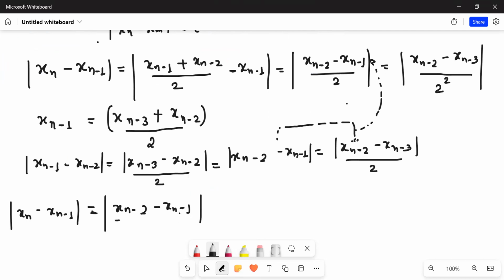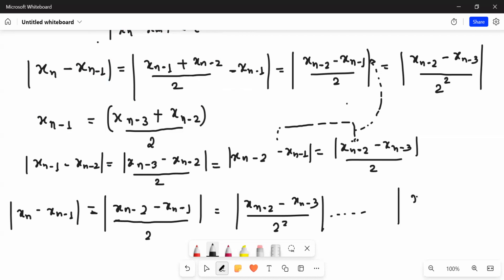Or even you could have done that also. It was fine. And in fact, that was better. Okay, so no issues. And the last term would be simply x2 minus x1. And what do you think 2 raised to what power would come? What is the power, do you think?